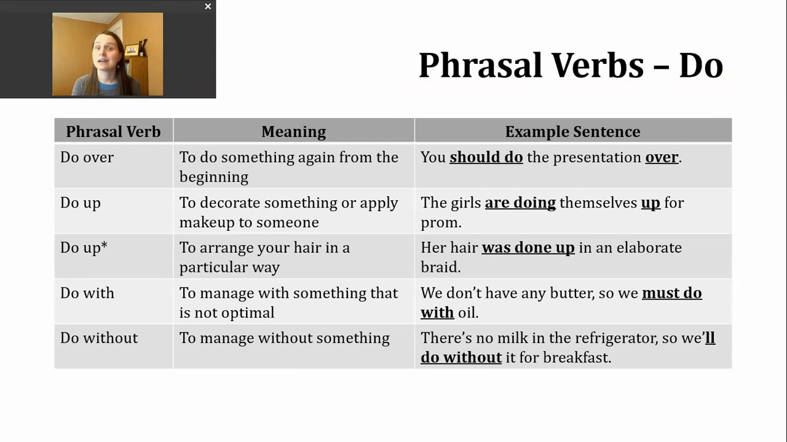Let's try it again. Another phrasal verb you might hear is do up. This can have a couple different meanings. It can mean to decorate something or even sort of decorate ourselves, so applying makeup to a person. So an example of this might be the girls are doing themselves up for prom. So this is generally a very formal dance for high schoolers here in the United States.